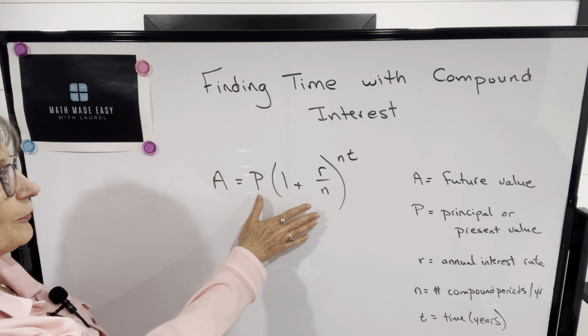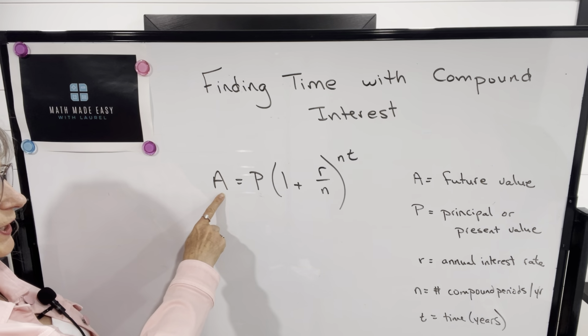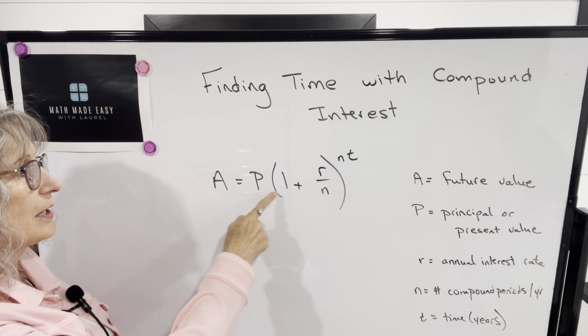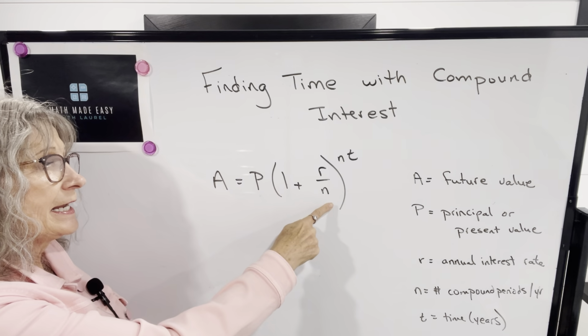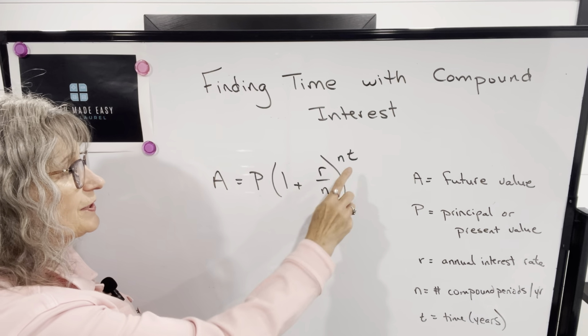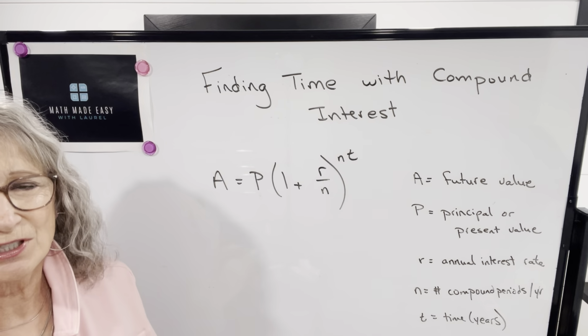Here's the formula that we've been using for compound interest. A, which is future value, will equal P, which is principal or present value, times 1 plus R over N, where R is the annual interest rate, N is the number of compound periods per year, and that expression is raised to the exponent of N times T, where T is the time in years.